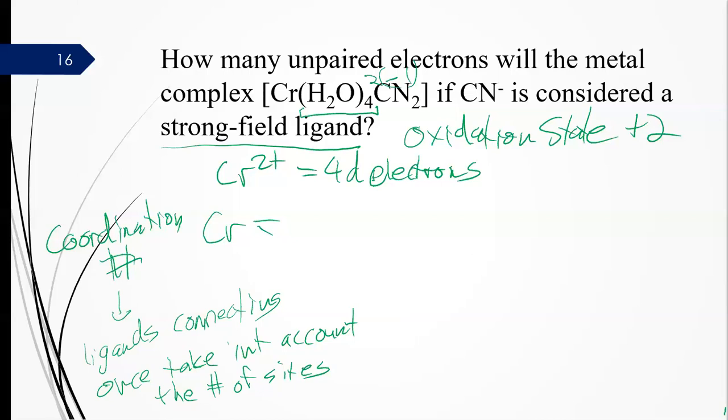So if we look at this water, how many times can water connect to that chromium? 4. Right? There's 4 waters and each one does 1 connection. And for CN, how many connections does CN make? 2. Or 1. Oh yeah, CN only does 1. Right? EN, the biamine, does 2.